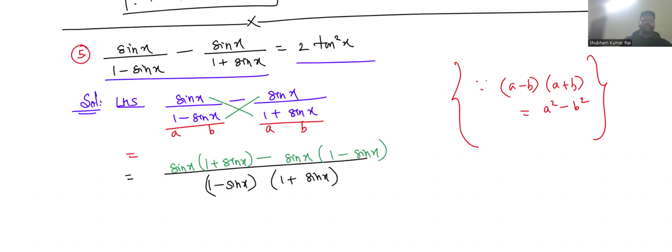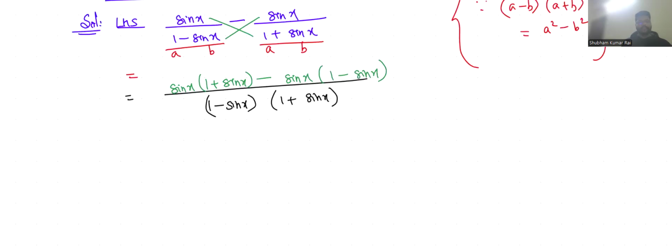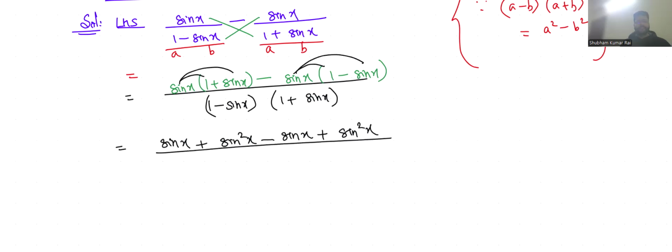Okay, so now let us move further and solve the given question. So sin x into 1 will be sin x. Sin x into sin x will be sin square x. Same with this: minus sin x into 1 will be minus sin x. Minus into minus will be plus, and it will be sin square x, whole divided by the product, that is 1 square minus sin square x, right? As we know, 1 minus sin square x is equal to what? That is cos square x, right?